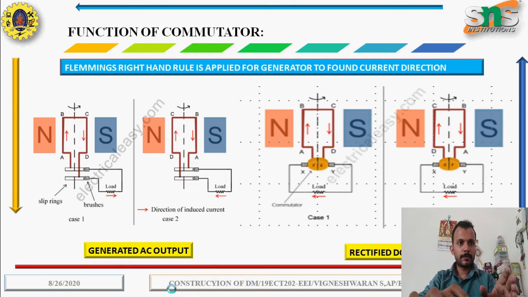So this is the pictorial representation of the function of the commutator. The first two diagrams represent generated AC output. You can see the arrow mark at the load. In the first diagram the arrow goes to the right, and in the second it goes to the left. This clearly indicates a change in polarity.